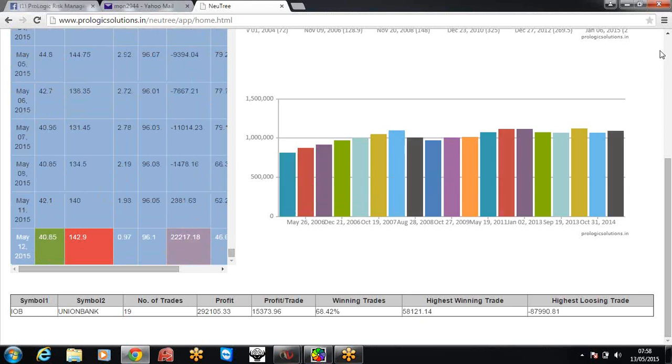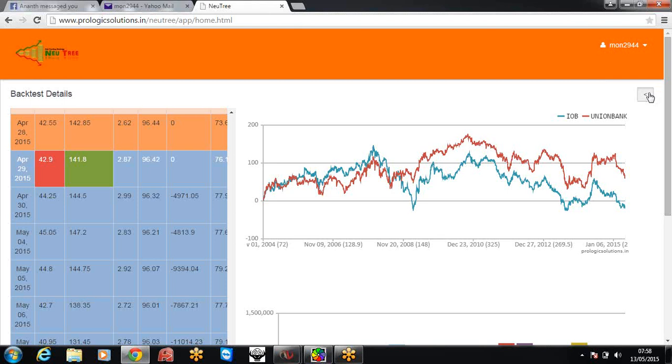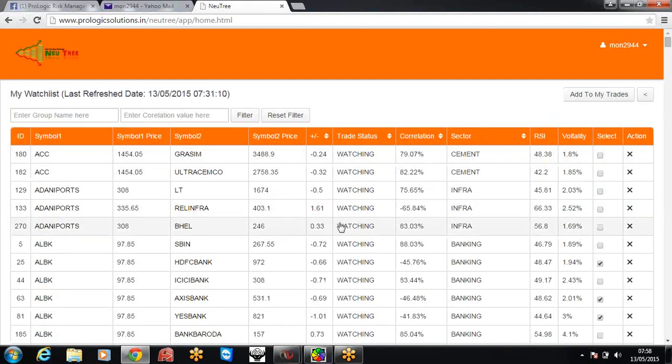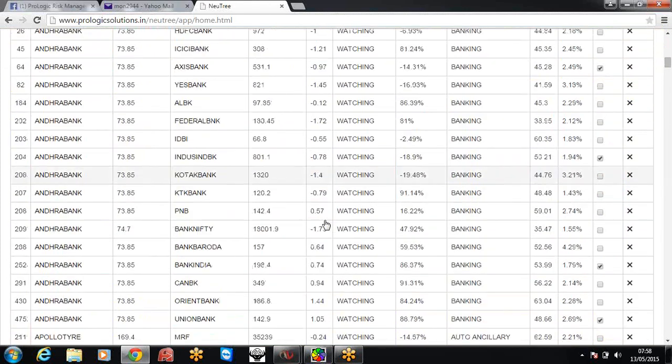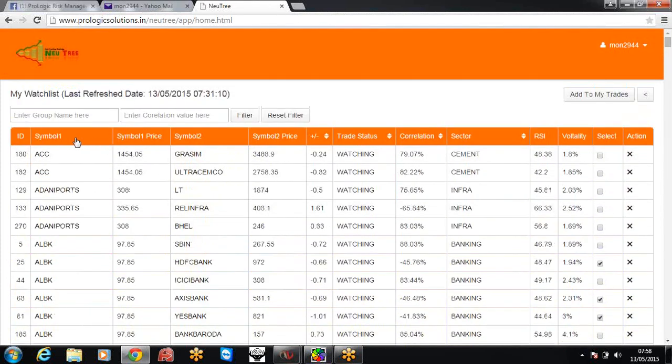So this closed yesterday, and similarly we had another call, Union Bank and AL, that also closed yesterday. I'll just show you that trade.